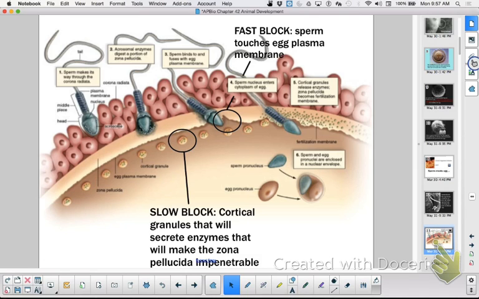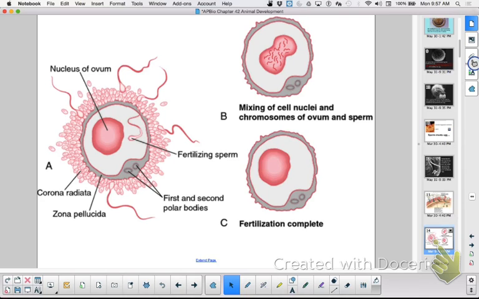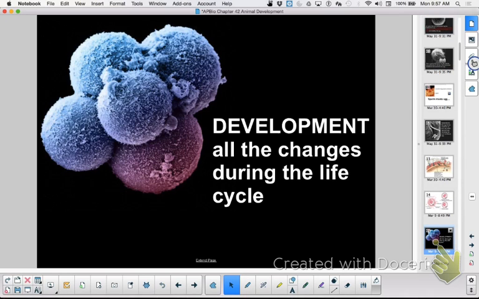Good. Okay. And so here you can see that process. You can see the corona radiata. You can see, and the tail doesn't come in. It's just the sperm nucleus. And so then your mixing of the chromosomes and fertilization is complete.